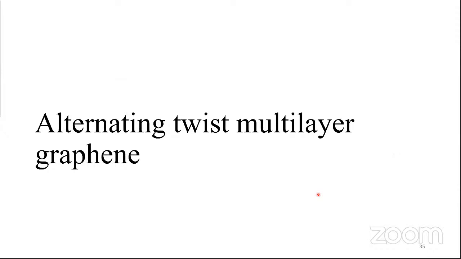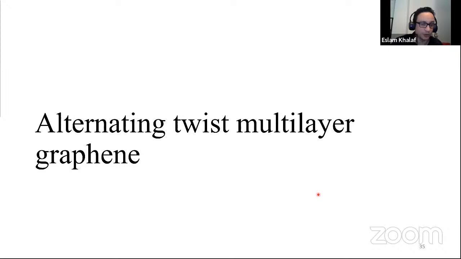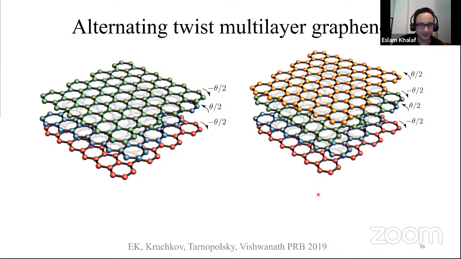And this is a class that we introduced some time ago. It's called alternating twist multilayer graphene, which is defined as follows. You can take any number of layers, but the main defining feature is that you choose the twist angle to be alternating: theta, minus theta, theta, minus theta.